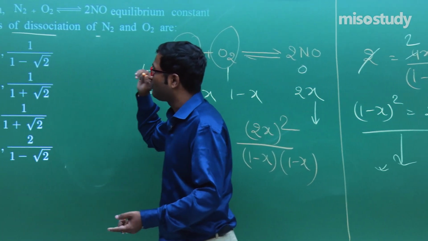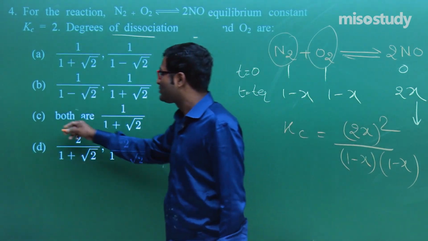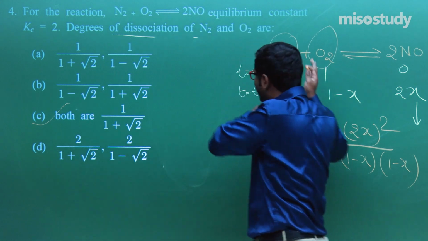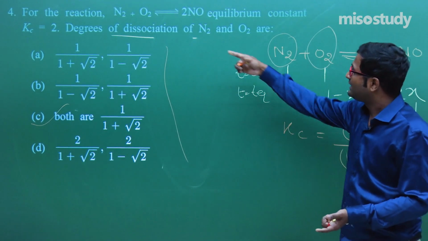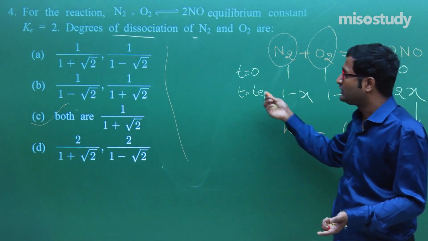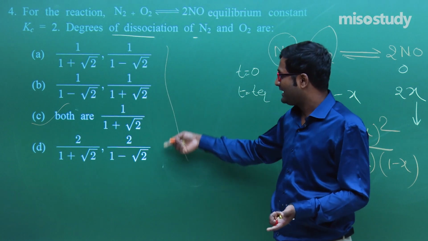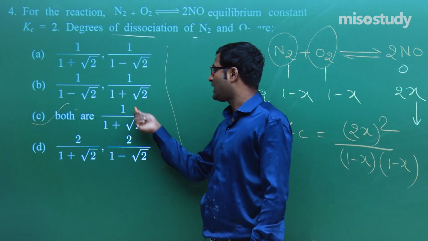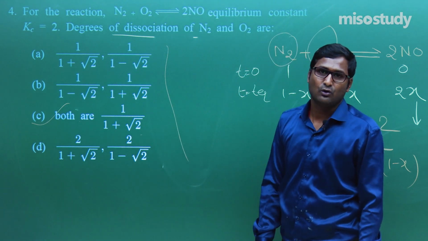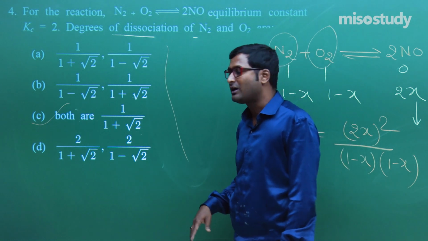In this expression, only one option has the same value. So this is so easy. See, no need to solve the entire question. Since the equal amounts are given, they will have equal value of degree of dissociation, and in this case only one option has equal values, that is both are 1 by 1 plus root 2. Am I right, friend? It's so easy, you can easily solve such questions.